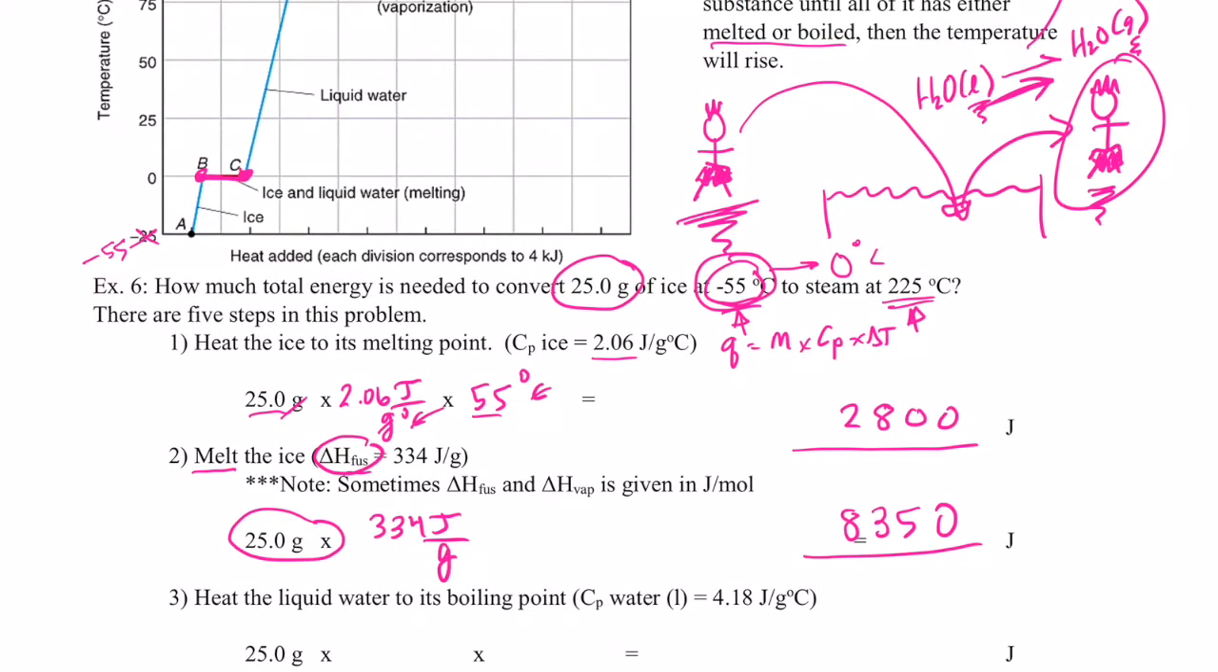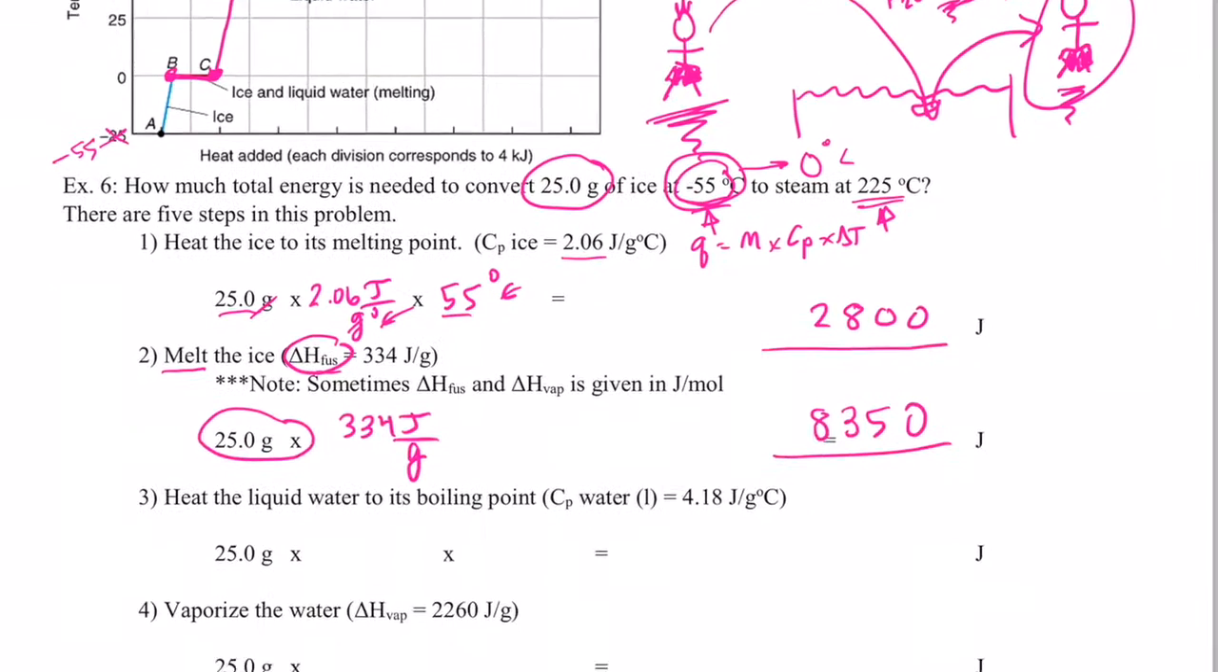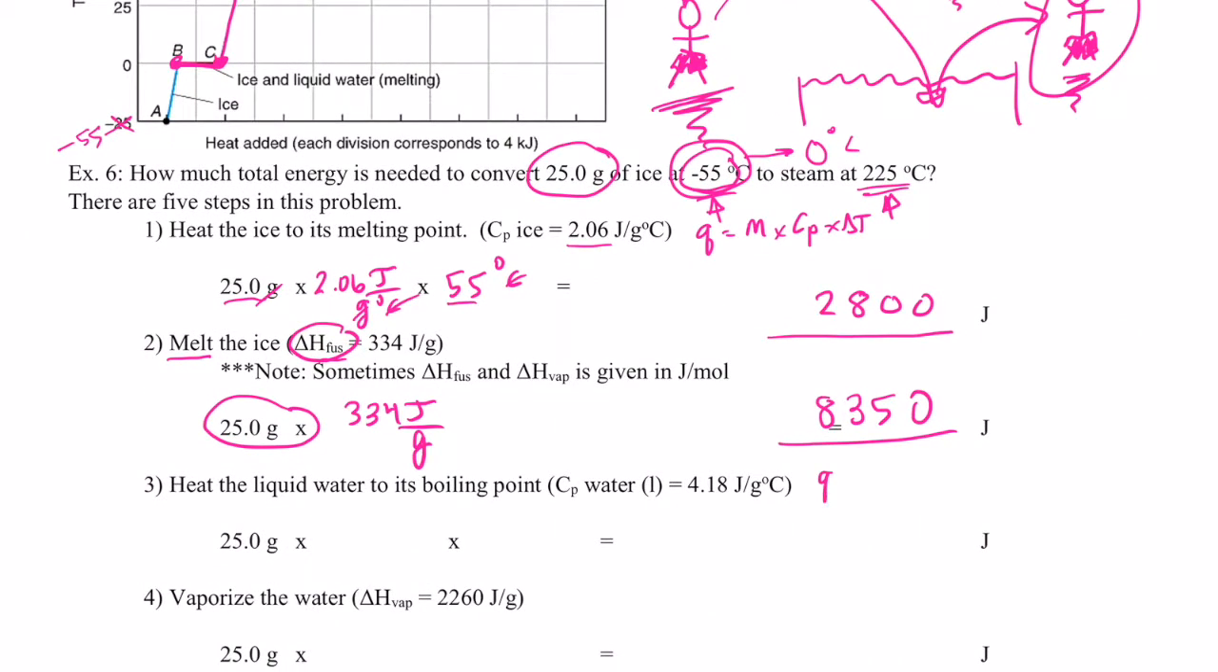I've melted my ice. Now I have all liquid water, and I need to heat that water up to its boiling point. So that's going to be Q equals the mass of my liquid water times the specific heat of liquid water times my delta T. Now my delta T this time will be from its melting point to its boiling point, so it'll be 100 degrees Celsius. I have my 25 grams. The specific heat of liquid water is different than solid water. It's 4.18 joules per gram raised 1 degree Celsius. And my delta T would be my 100 degrees Celsius, once again from its melting point to its boiling point.